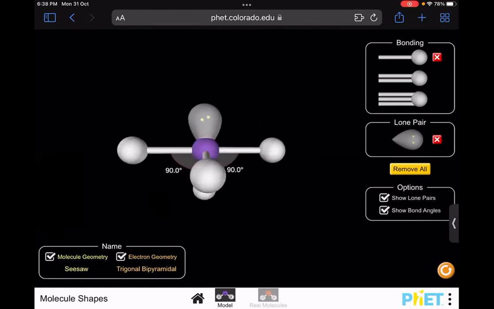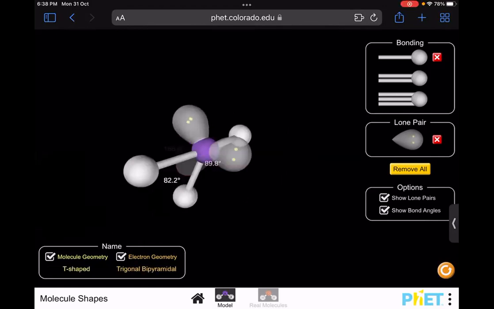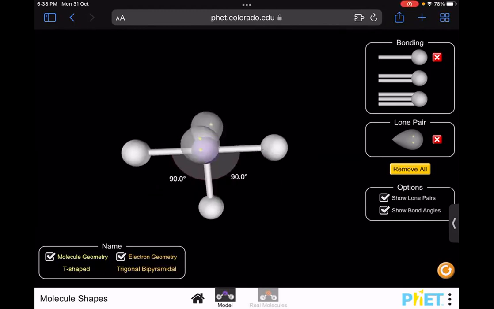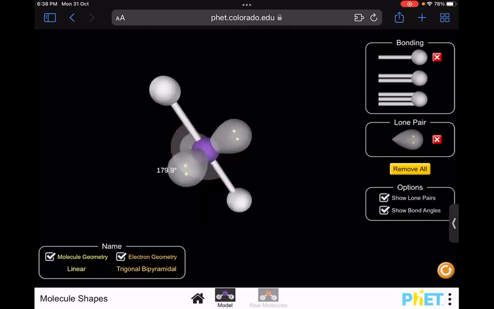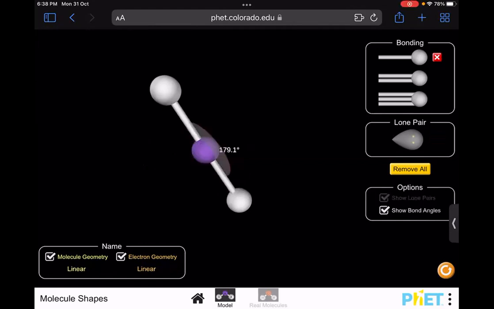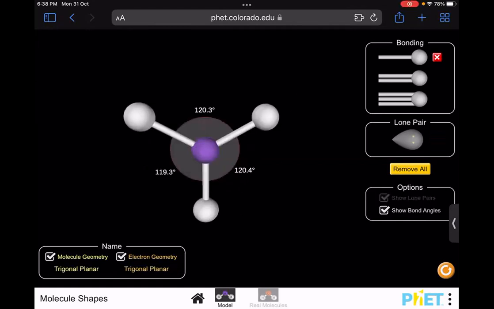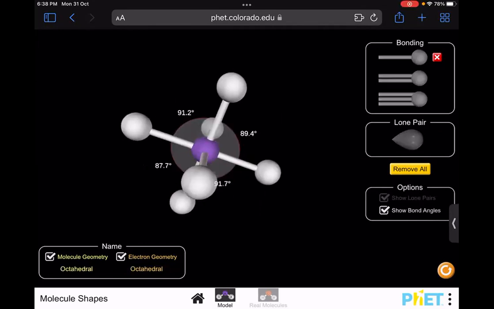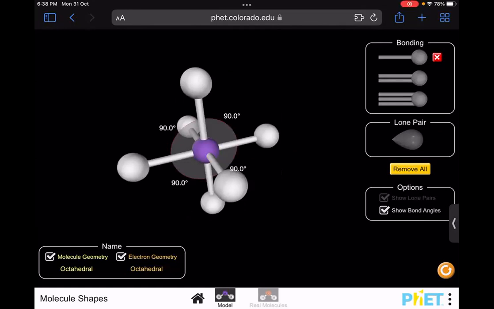Then you are adding 1 more lone pair. So now it is T shape. Two lone pairs in the equatorial positions, you get T shape. And removing one and adding one more, then it becomes linear. So when you are introducing lone pairs, this is how the shapes change. That's all. Now you are adding 3, 4, 5, 6 bond pairs. So what is the shape? Octahedral.